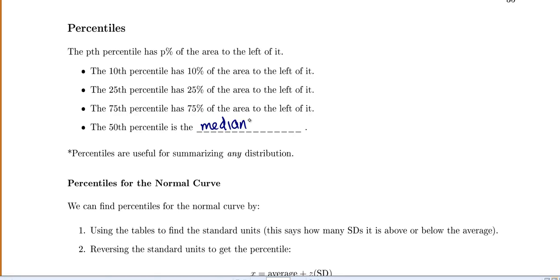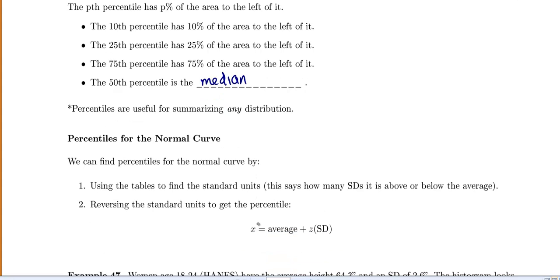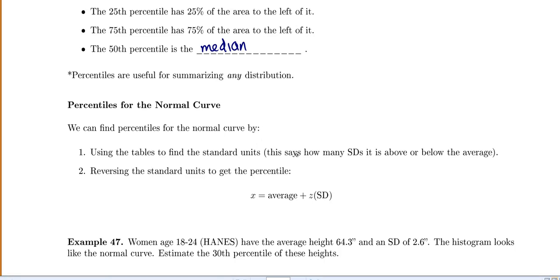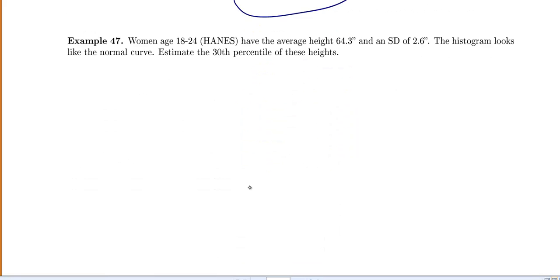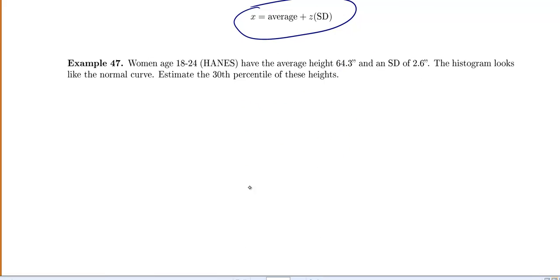So now let's be more specific. Let's find the percentiles for the normal curve. We can find percentiles for the normal curve by using the table to find standard units. So this says how many standard deviations you are above or below the average. And then number 2, reversing the standard units to get to our percentile. And again, we're going to use that same formula we used once before, where x is the average plus the number of standard deviations, z, times the standard deviation. So let's try this. Example 47. Women age 18 to 24 in the Haynes study have an average height of 64.3 and a standard deviation of 2.6.